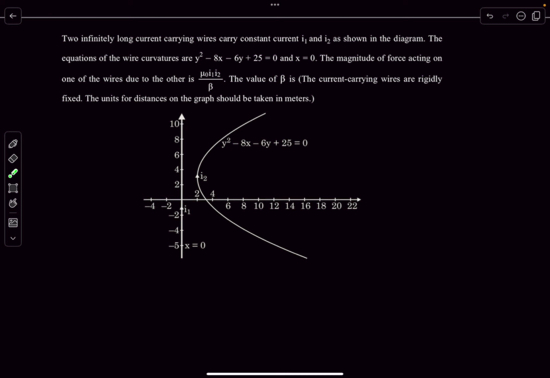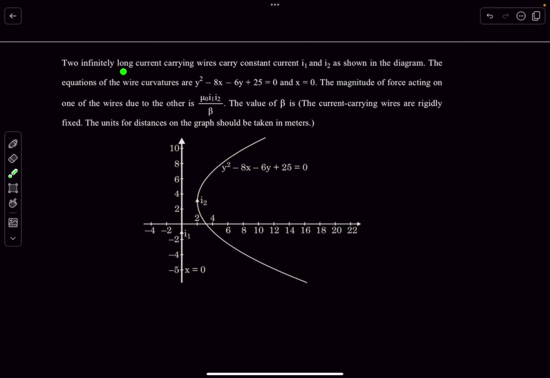In today's video, we are going to cover some more problems from the recent All India test series. So this is problem number 1. In this question, we have two infinitely long current carrying wires which carry currents I1 and I2. The equations of the wires are given: wire number 1 is a straight line and wire number 2 is a parabolic wire. We have to figure out the magnitude of force acting on one of the wires due to the other. So we have to find their interaction force.